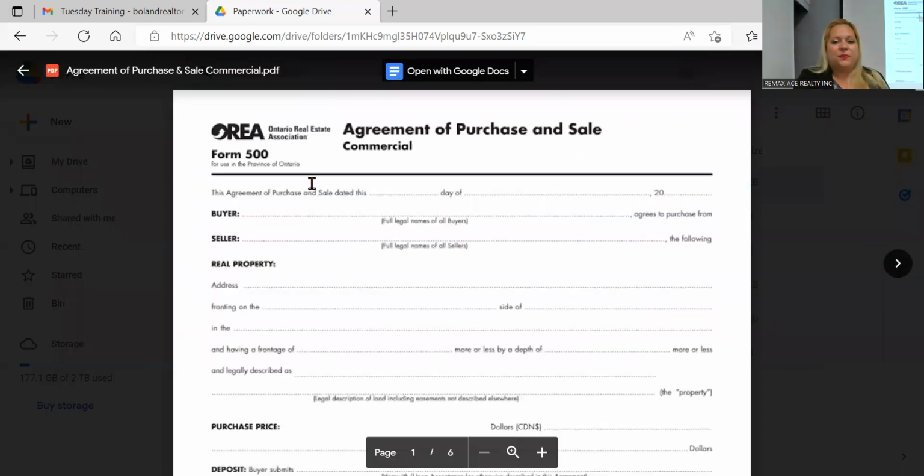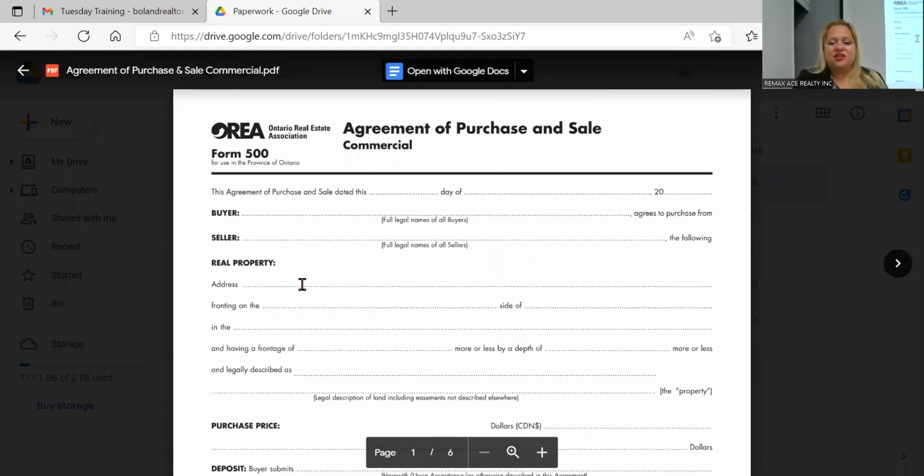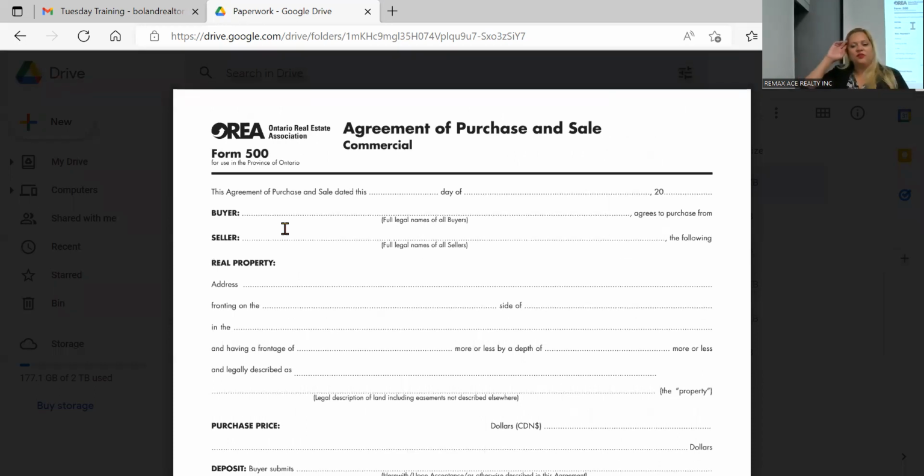So we're going to go on to agreement of purchase and sale for commercial properties. It looks pretty much the same. I actually wanted to grab my commercial clauses. I'll have to do it next week. It's on my computer there at my desk, just to show you what some regular commercial clauses are.